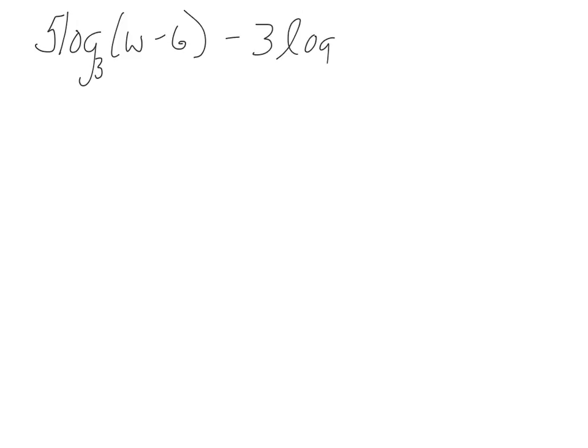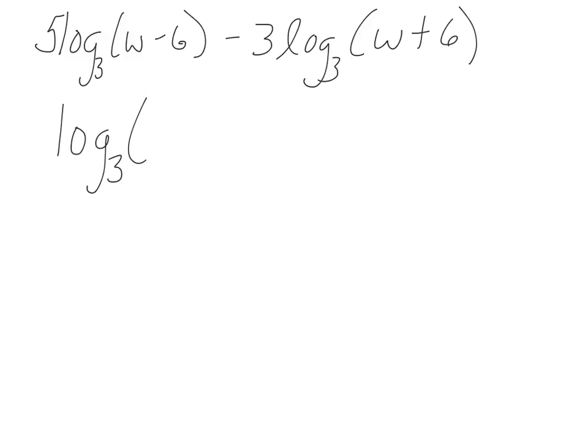So let's say that we have 5 log base 3 of (w minus 6). Notice that's in parentheses, that's important. Minus 3 log base 3 of (w plus 6). So again, I'm going to do the same process. I'm going to look for anything that could become an exponent. The first term has a 5, as that will be the exponent.